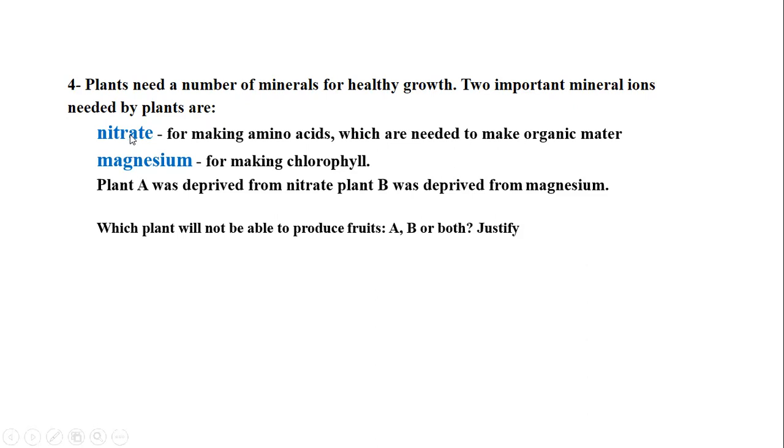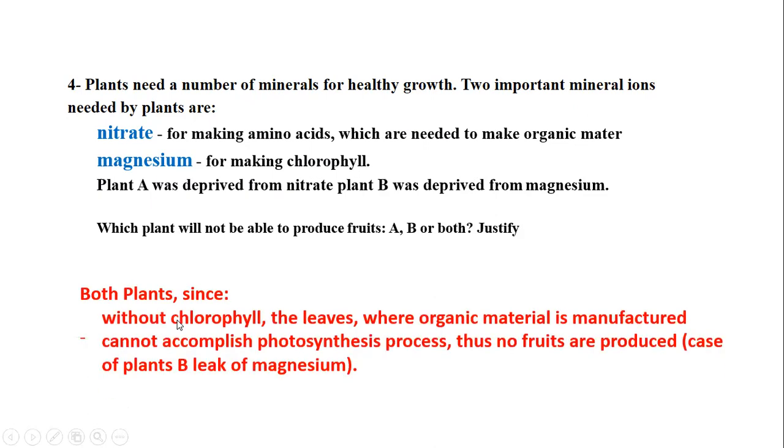In fact, nitrate is needed for making amino acids, so it is needed to make organic matter. So without nitrate, we have no fruits. Magnesium is for making chlorophyll, which is the substance that produces the organic matter. So both plants, since without chlorophyll, the leaves where organic matter is manufactured cannot accomplish the photosynthesis process. Thus, no fruits are produced.